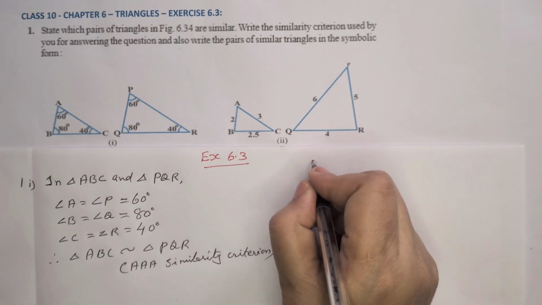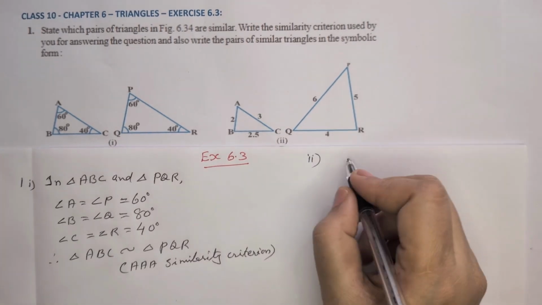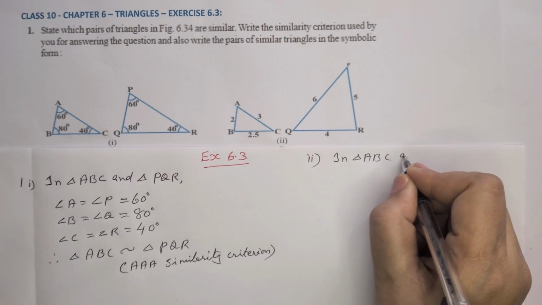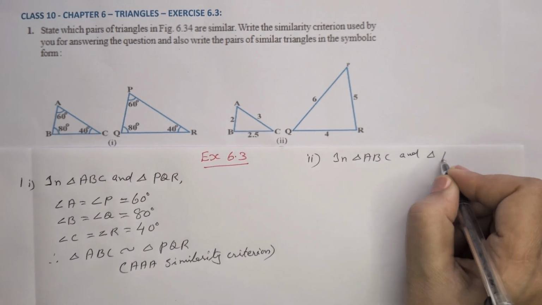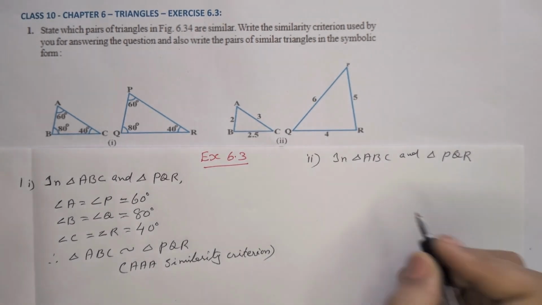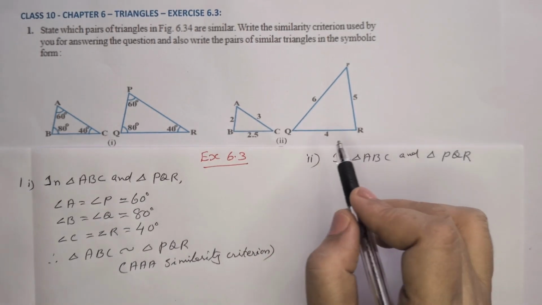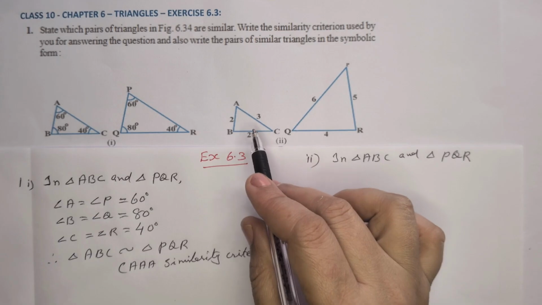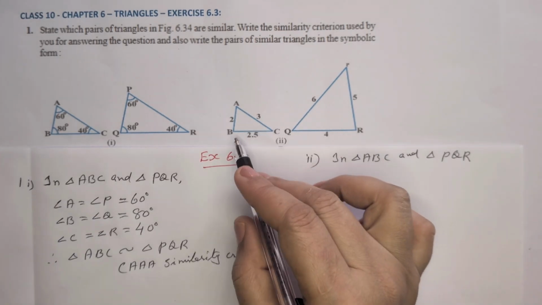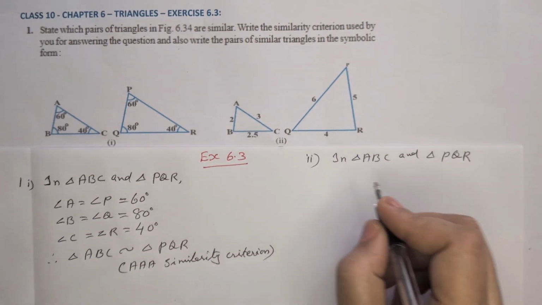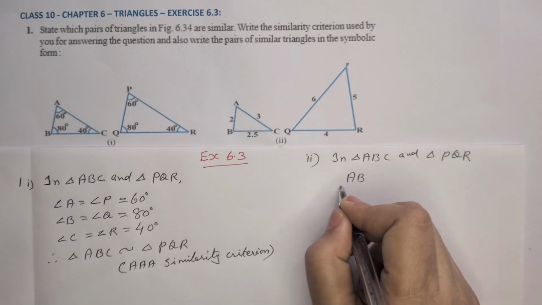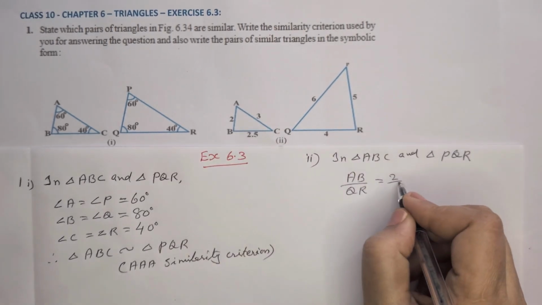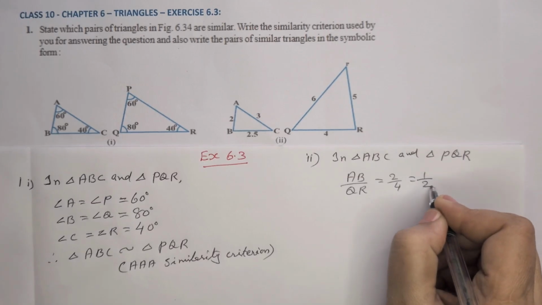Same way, second one. Here in triangle ABC and triangle PQR, sides are given, so sides are supposed to be proportional. So we can check that first one AB, corresponding to that QR is coming. So we can write AB by QR. If we are taking, we will get that as 2 by 4 is equal to 1 by 2.